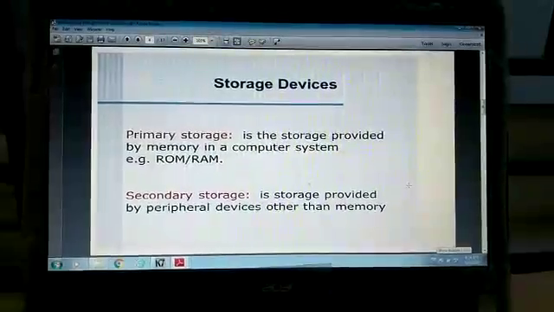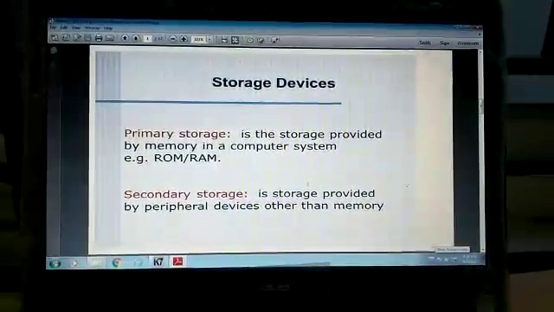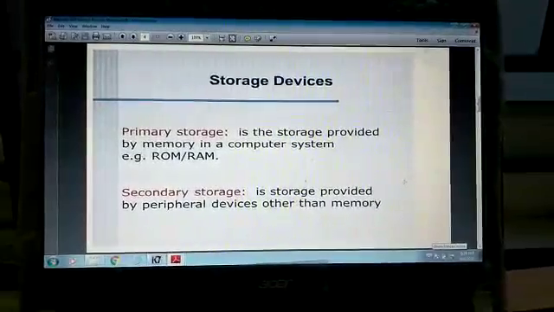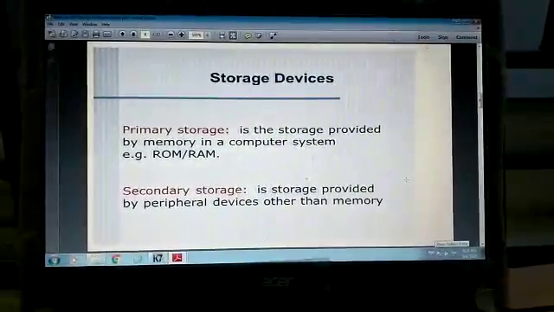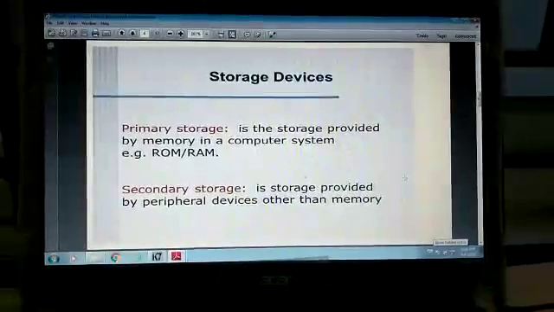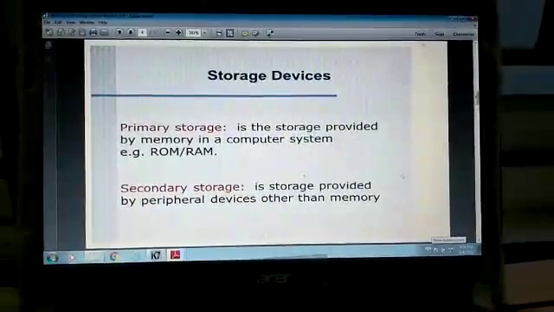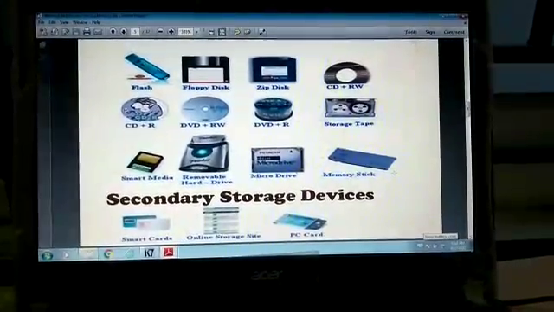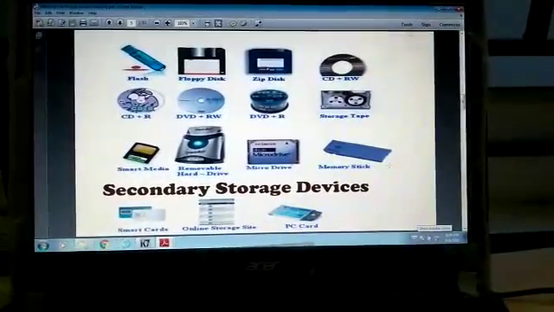So once again the definition is given here. Primary storage is storage provided by memory in a computer, example ROM or RAM. Secondary storage is storage provided by peripheral devices other than memory, which is portable. So here is the picture of various secondary storage devices.